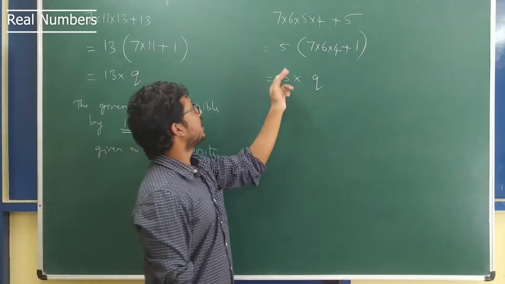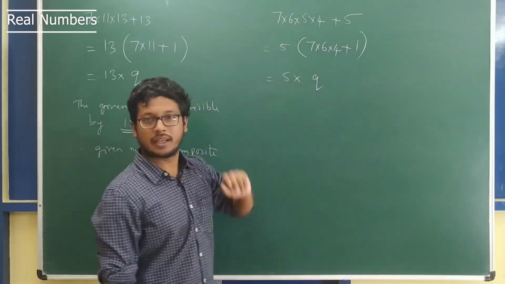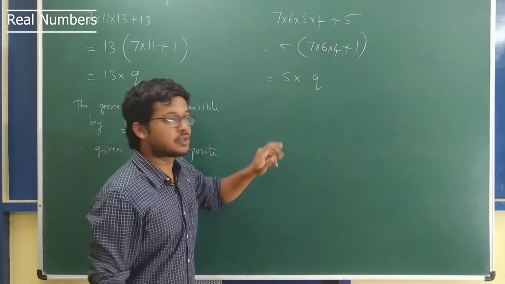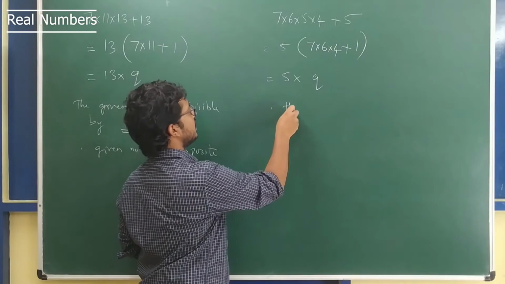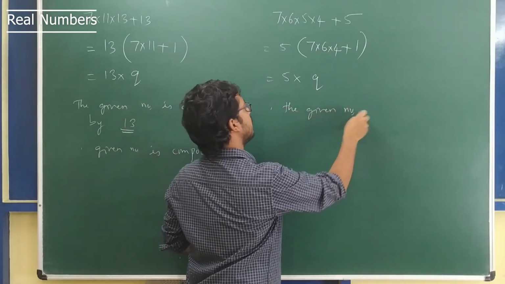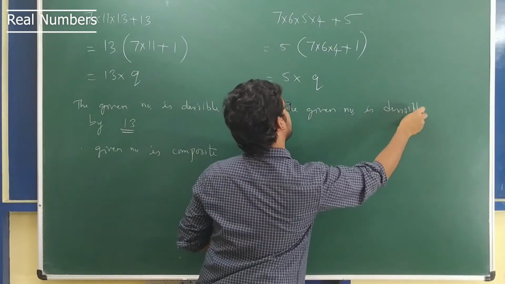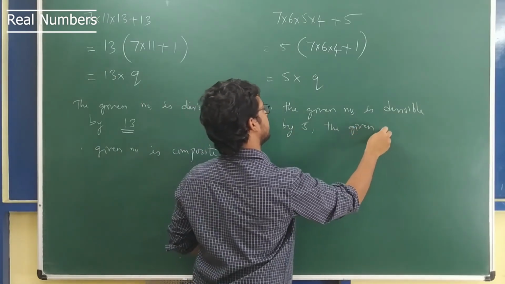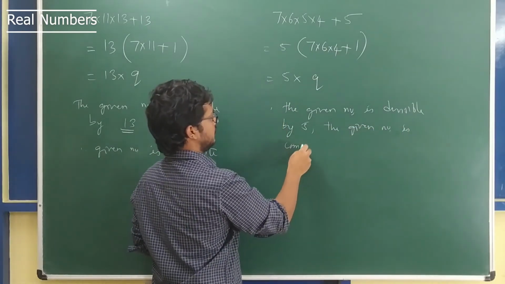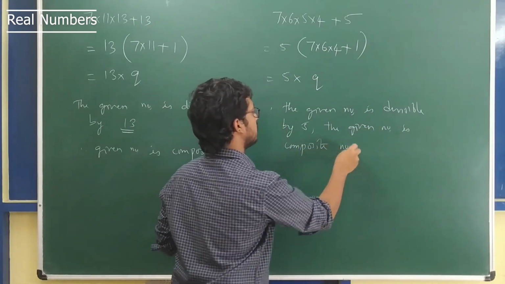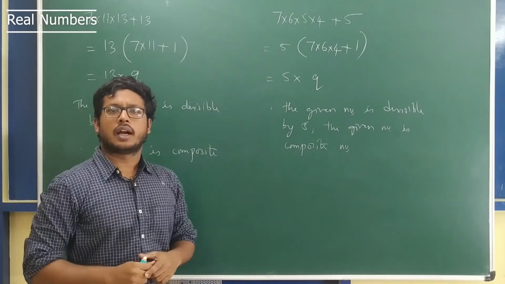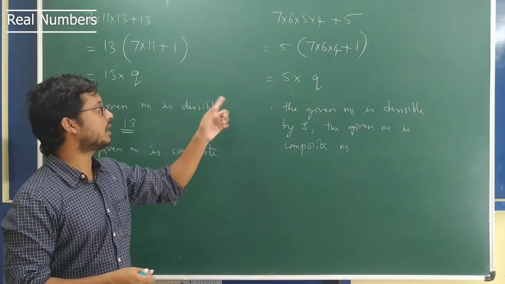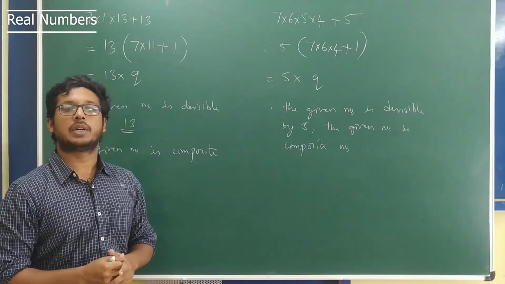Because it is some multiple of 5, I can safely say that this number is divisible by 5. So since this number is divisible by 5, it has to be a composite number. Since the given number is divisible by 5, the given number is a composite number. I hope you understood this one. This is another simple application of the fundamental theorem of arithmetic in order to prove that a number is a composite number.